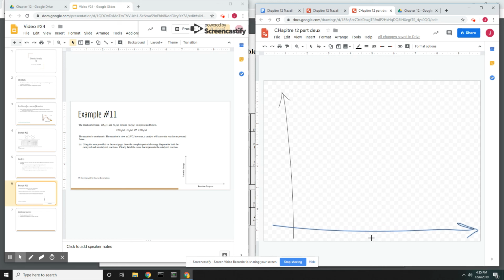So potential energy versus reaction progress. For my normal reaction, I've got reactants, I've got an energy hill, and I've got products. So that is my normal reaction. For my catalyzed reaction, I'm going to have the same reactants and the same products, but the energy hill isn't as high, and therefore the reaction rate will be greater.